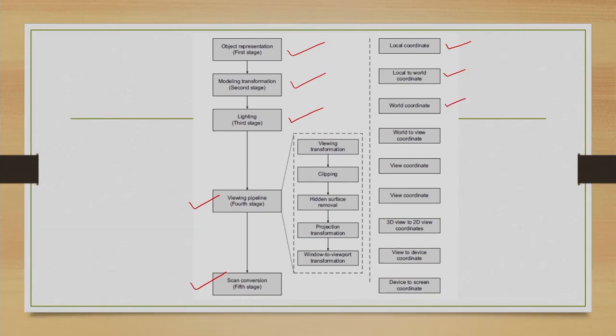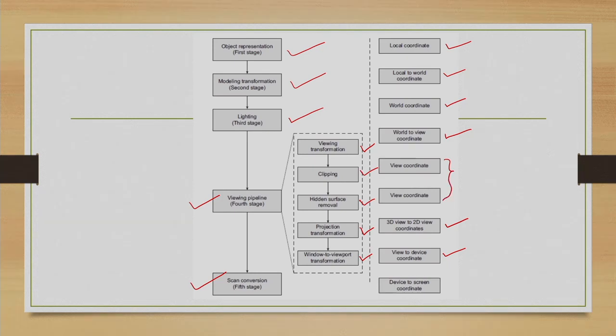Then in the fourth stage, that is viewing pipeline, we perform a series of transformations, namely view transformation, where we transform from world to a view coordinate system, then projection transformation, where we transform from 3D view coordinate system to 2D view coordinate system, and then thirdly window to viewport transformation, where we transform from 2D view coordinate system to a device coordinate system. In this fourth stage, we also perform 2 operations, namely clipping and hidden surface removal. Both of these operations are done in this view coordinate system.